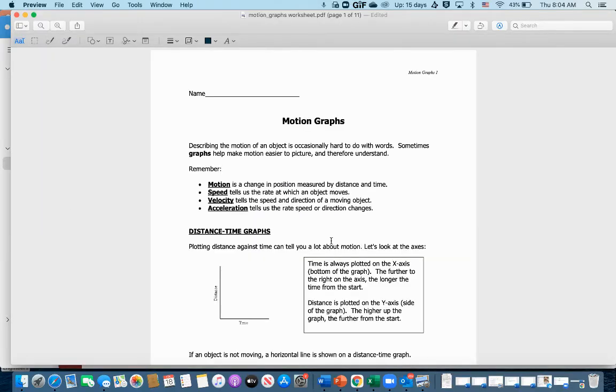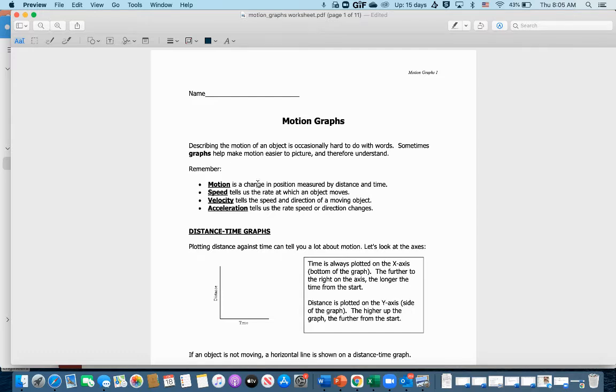All right, so we're going to go ahead and take a look at this motion graph worksheet here. Make sure we understand the significance of the different types of graphs as we go through. So the first one we're going to talk about is the distance versus time graph. There are a few things we want to keep in mind.